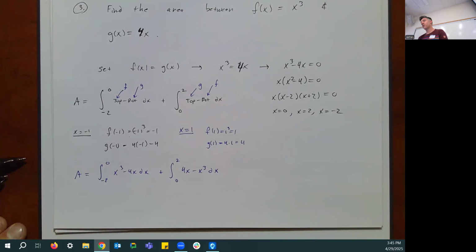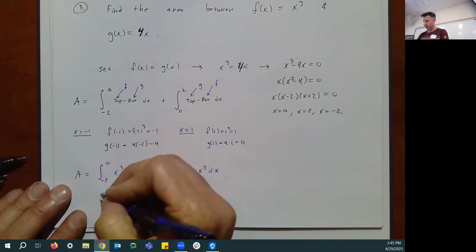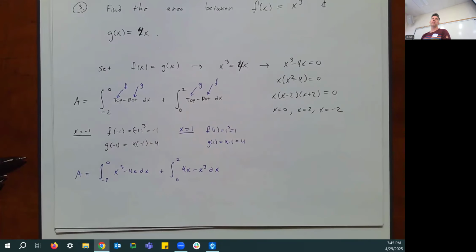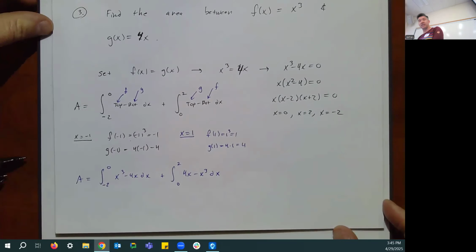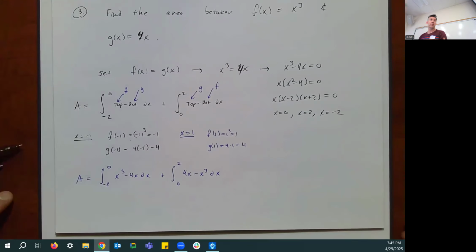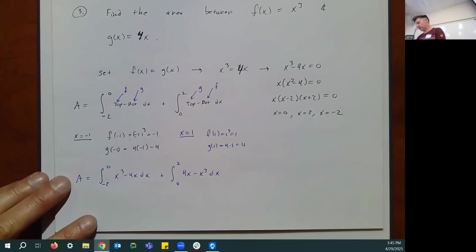Or, same comment I made before, if you didn't want to do all that work, you could just break it up as the integral from -2 to 0 and 0 to 2 and not worry about which way you're subtracting them and just put absolute values around each integral. Not my preference, but it is valid and correct. But I'm not going to do that.